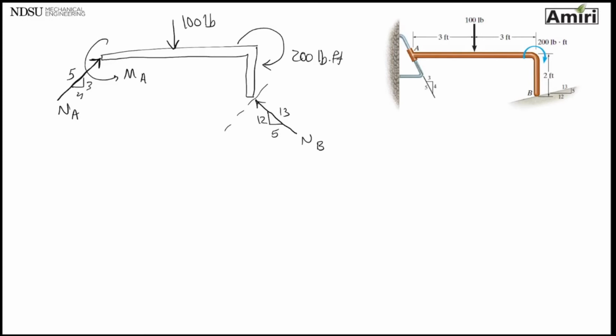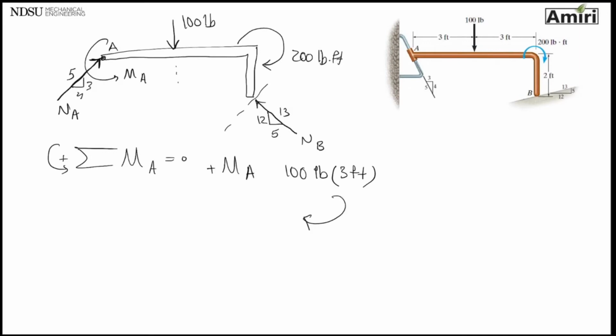Any of the equations I use, I'm going to end up with 2 unknowns in them. Sigma Fx, sigma Fy, or moment. So it really doesn't matter which one to start. So let's just start with writing a moment about point A, make it equal to 0. Starting from point A, NA goes through A, doesn't matter. MA exists and it's with my sign, so that's plus. Moving on, I got 100 pounds multiplied by the perpendicular distance between point A and line of action of that force, which is 3 feet, and it's trying to rotate the beam this way about point A, and that's against my sign, so that's minus.